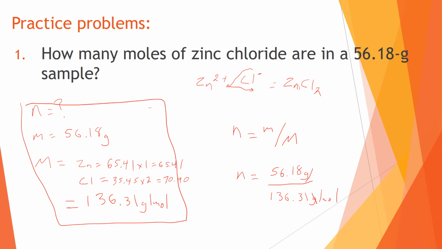56.18 divided by 136.31 gives us the number of moles. It's equal to 0.4121 moles. Now I want to make sure that I have the right significant digits. I have 4 here, I have 5 here, so my answer has 4. I have the units. Excellent. So 1 there, 1 there, 1 there. 3 out of 3.